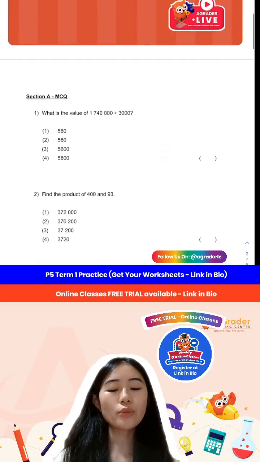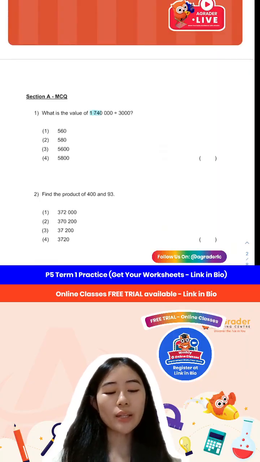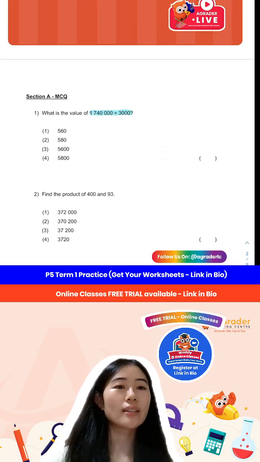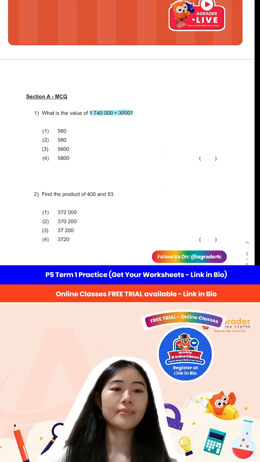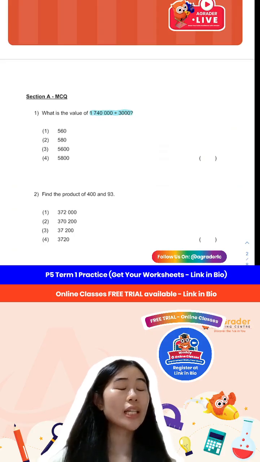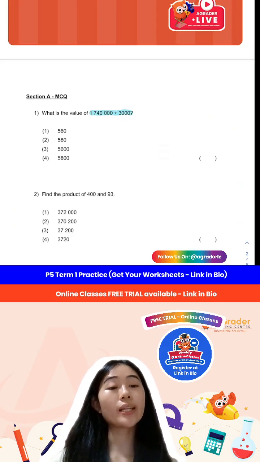Okay, so let's start off with question 1. Can you guys let me know your answer after you have tried it? Find the value of 1,740,000 divided by 3,000. Try it out, answers in the chat. PY, which paper is this? This is week 15 P5 math. Our worksheets are in the link in bio.